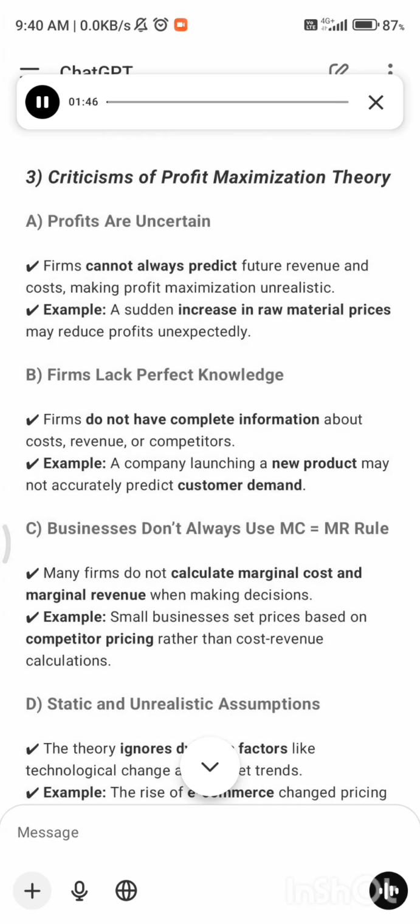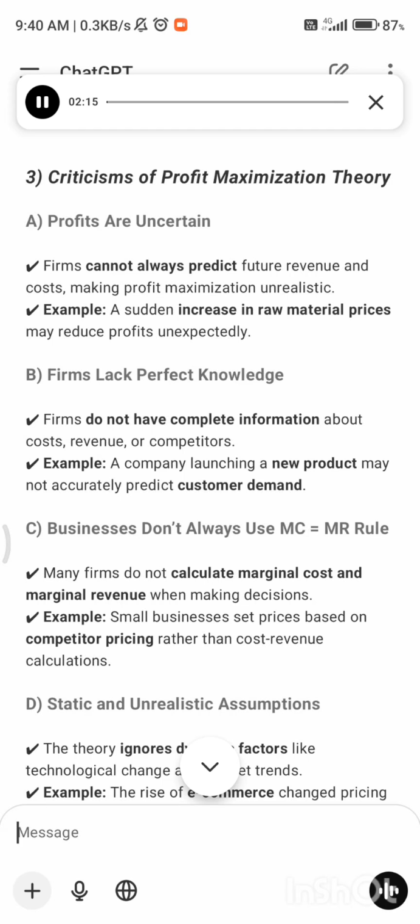A. Profits are uncertain. Firms cannot always predict future revenue and costs, making profit maximization unrealistic. Example, a sudden increase in raw material prices may reduce profits unexpectedly. B. Firms lack perfect knowledge. Firms do not have complete information about costs, revenue, or competitors. Example, a company launching a new product may not accurately predict customer demand.